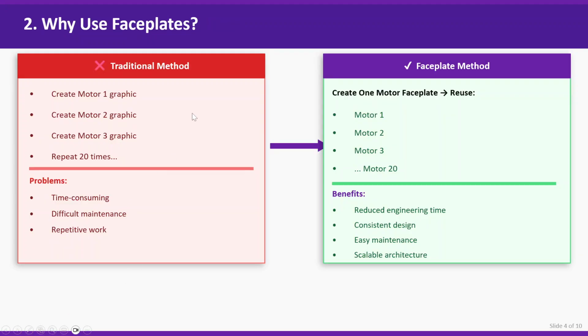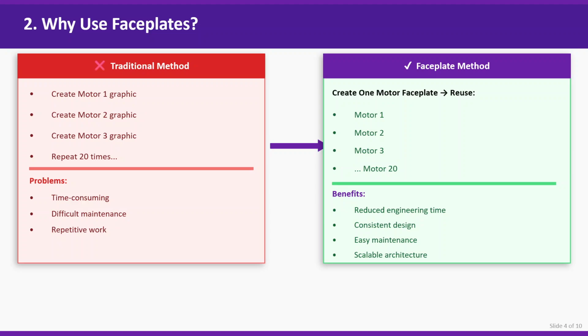Then why use faceplate? This is the most important thing you need to understand. Because I mean, you can develop one graphical object, then you can copy and paste. But why not do that? So traditional method is you just create motor 1 graphic, then create a motor 2 graphic, then create a motor 3 graphic. Now you can imagine if you are designing a HMI for a bigger plant where you have 20 motors. So it means that you have to repeat 20 times, or maybe if you are smart enough, you have to create one motor, then copy, paste.